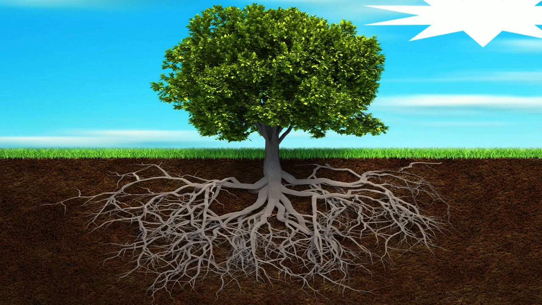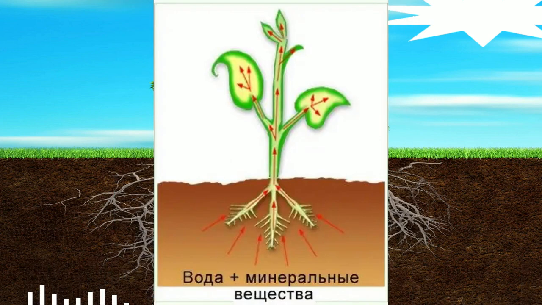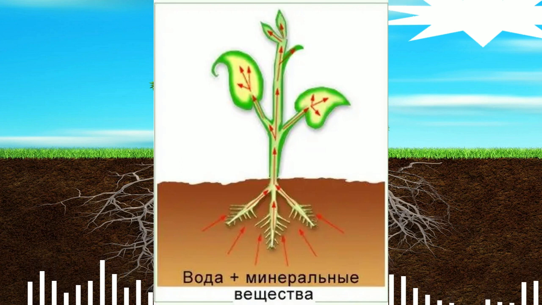Instructions. Step 1. The main function of the root is to strengthen the plant in the substrate. The plant is fixed in the soil due to the root, and in a strong wind, its ground part is retained. Step 2. The next function of the root is suction.